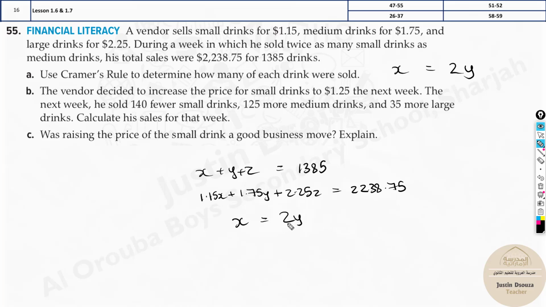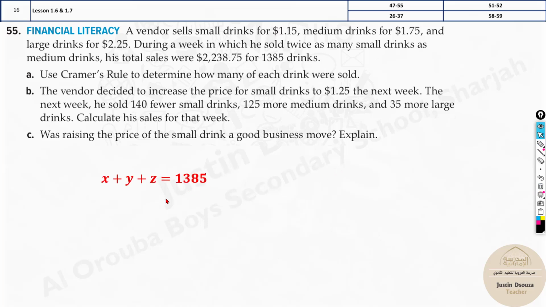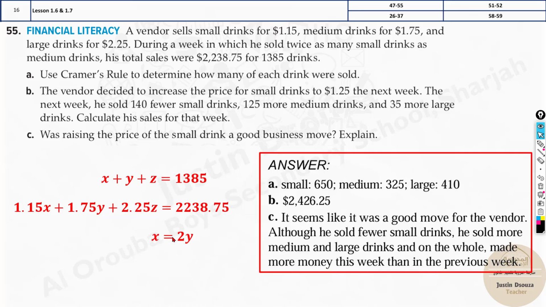And now here we can't write the last equation like this. We have to write x minus 2y plus 0z is equal to 0. Now we have 3 equations, we can use Cramer's rule and solve it up. So you can use over here, see these are the three equations. You need to rearrange the last one. And then if we solve this up, we get small as 650, medium as 325 and large as 410.